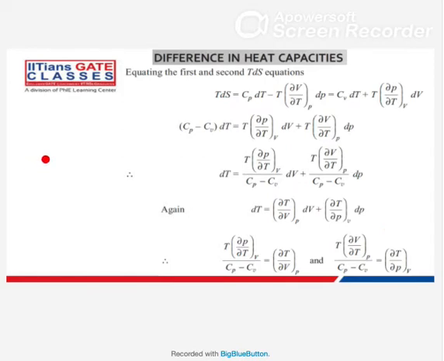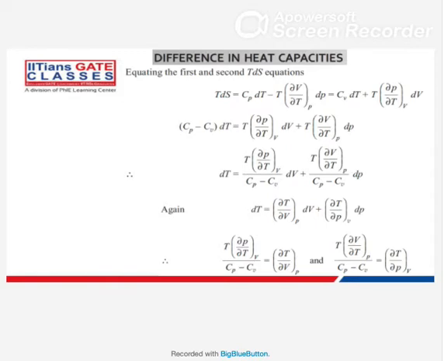What is important in this particular chapter is, first, the Maxwell equations and how to write them, which I have already told you. Second is the two TDS equations. They are easy to remember because one has Cp dT, the other has Cv dT, and the other has the PVT relation. If you want you can remember them, otherwise you will have to derive them in the examination.